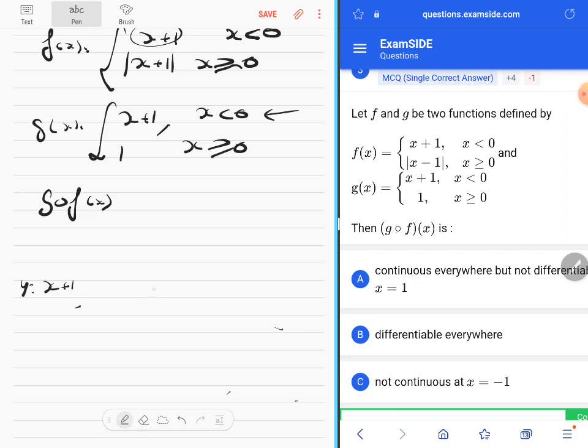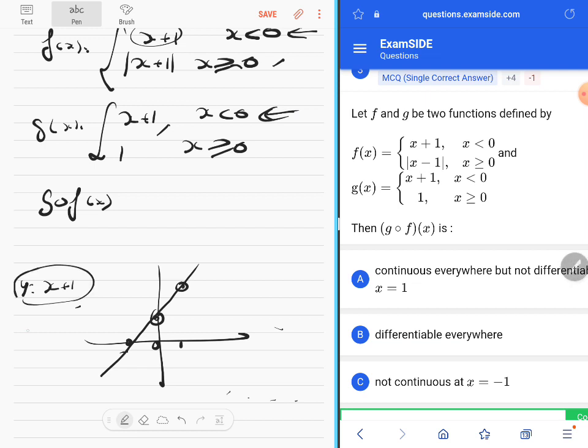So take y is equal to x plus 1 and plot this graph. When x is 0, y is 1, x is 1, y becomes 2, and x is minus 1, y becomes 0, and this is the graph that you're plotting. And let me plot the g of x, that is g of f of x. Both of them are the same graph, but g of f of x, when x is 0, y is 1, and g of f of x is g of 1, which will be 1 plus 1, 2.